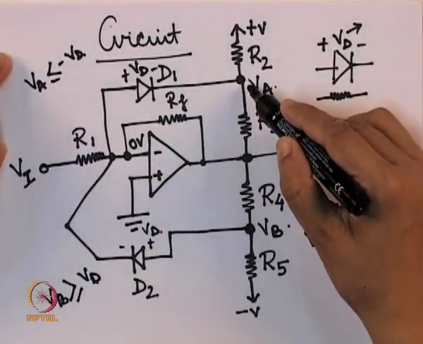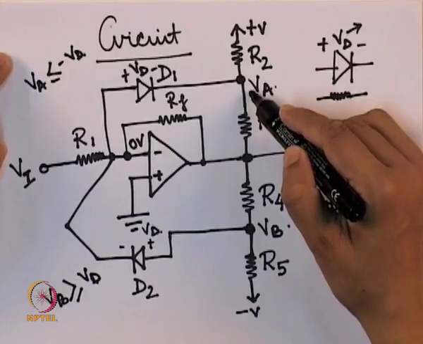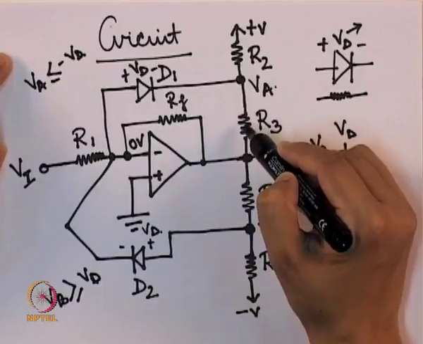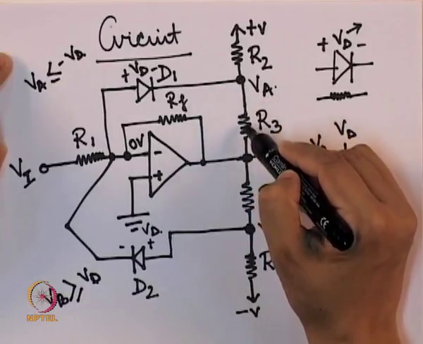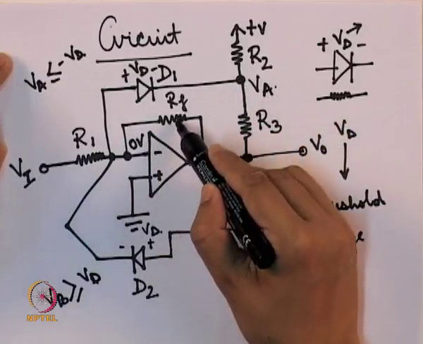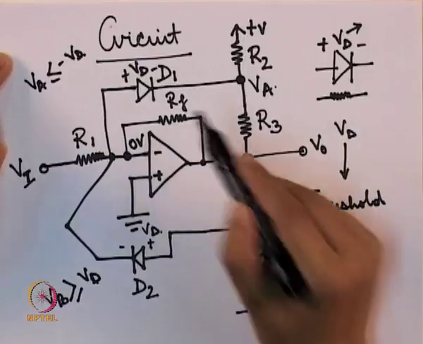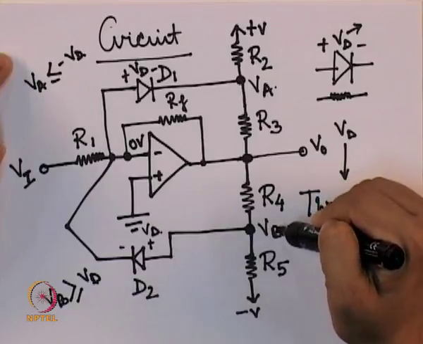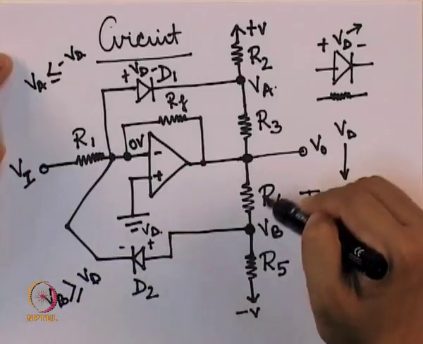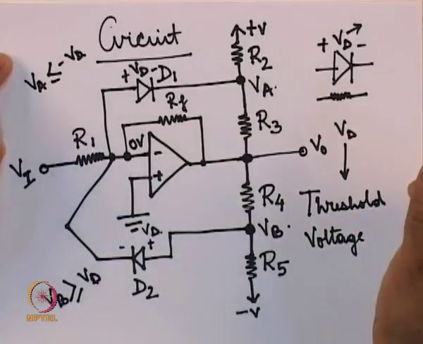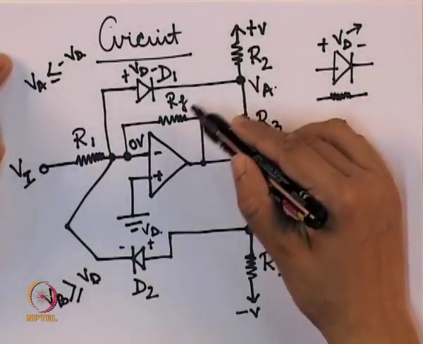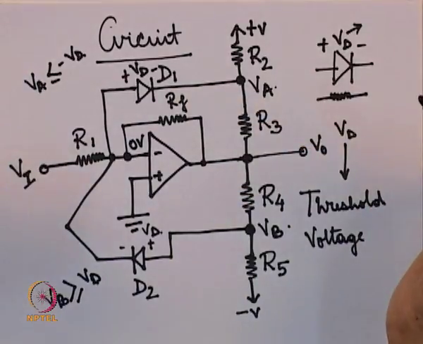If VA is lesser than minus Vd, this diode will conduct, and so this resistance R3 will then be in shunt with Rf. Similarly, if D2 conducts, that is, if Vb is greater than Vd, then R4 will be in shunt with Rf. Okay. Now, it can be shown that both D1 and D2 can never be conducting at the same time.